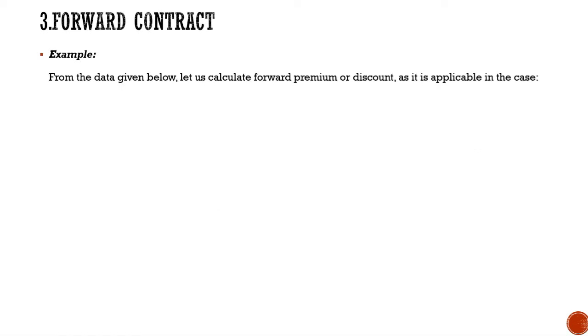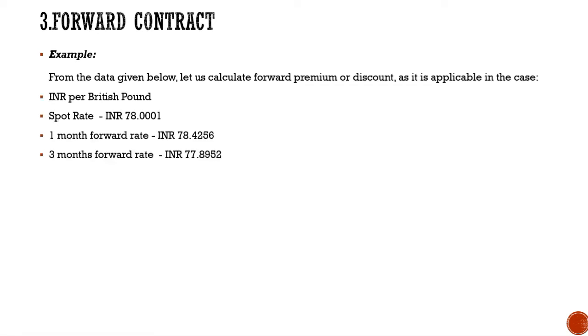From the data given below, let us calculate forward premium or discount as it will be applicable in the case. Let's say we have an example on Indian rupee per British pound. The spot rate is given as 78.0001. The 1 month forward rate is given as 78.4256 and the 3 months forward rate is given as 77.8952.